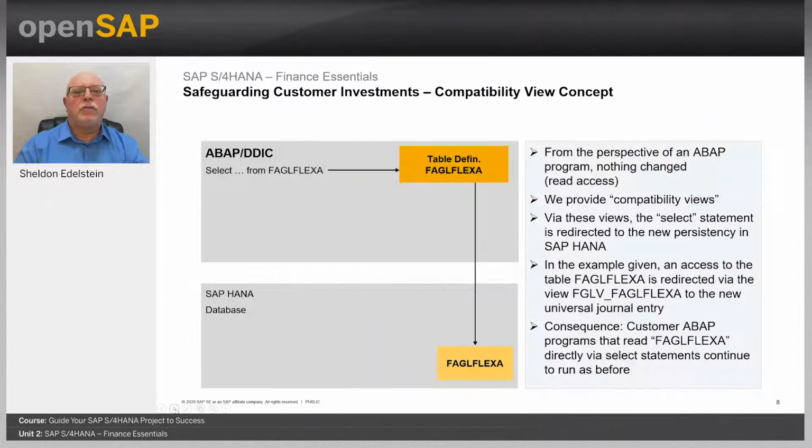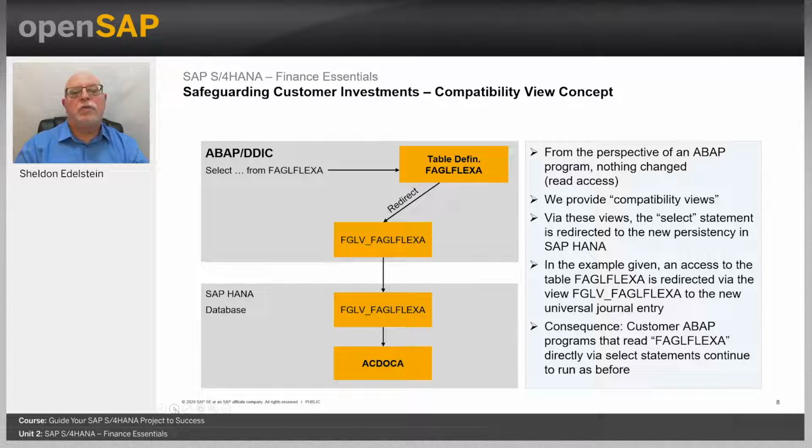I have a lot of customizations with the new data model. How do I protect my investments? In ERP, certain customizations request data from specific tables using a select statement, such as table FAGL_FLEXA in this example. In S4HANA, SAP has provided compatibility views that redirect the logic to the new data model persistency in HANA using virtual views to simulate the classic tables.